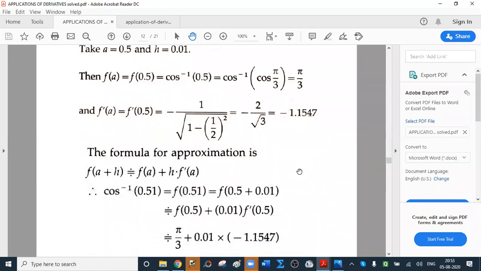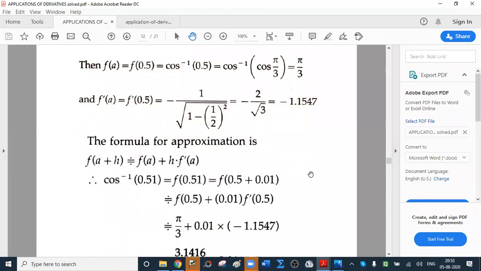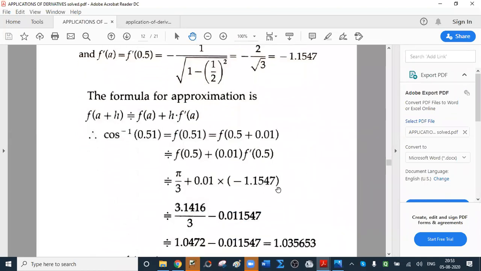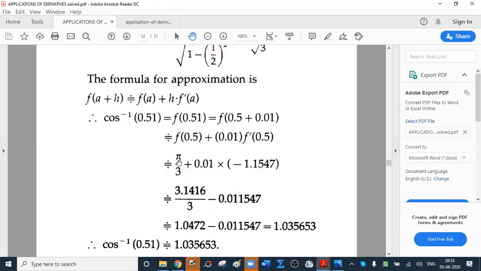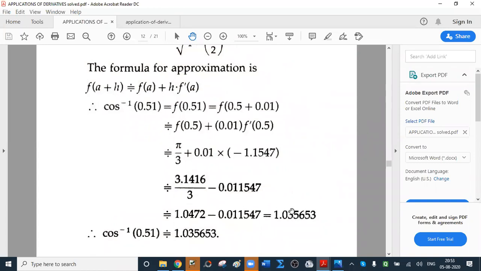Then the formula for approximation is substitute the values. Simplify. So here you can say that pi is 3.1416. So what is the final answer? Cos inverse 0.51 is approximately 1.035653. Now I remember one student asked me, sir, how can it be more than 1?